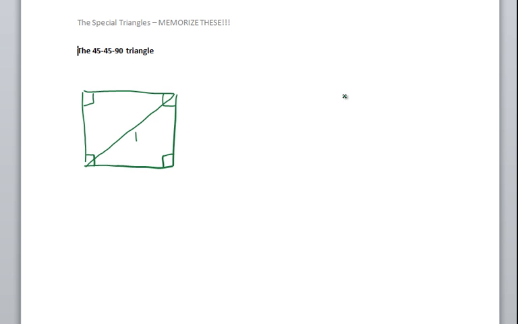So what I'm going to do is redraw that 45, 45, 90 triangle over here, and then we will go through and figure out what the lengths of the sides are. Okay. Now, there's a lot of math that's going to go on here. One thing that I want to review quickly is rationalizing a denominator.